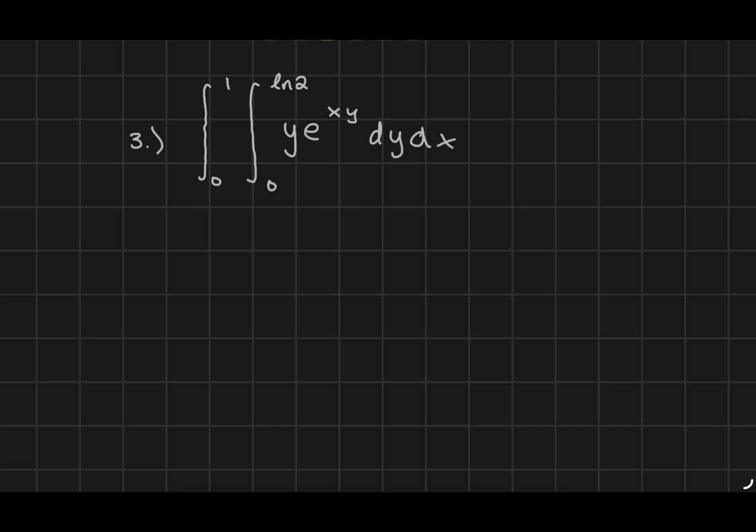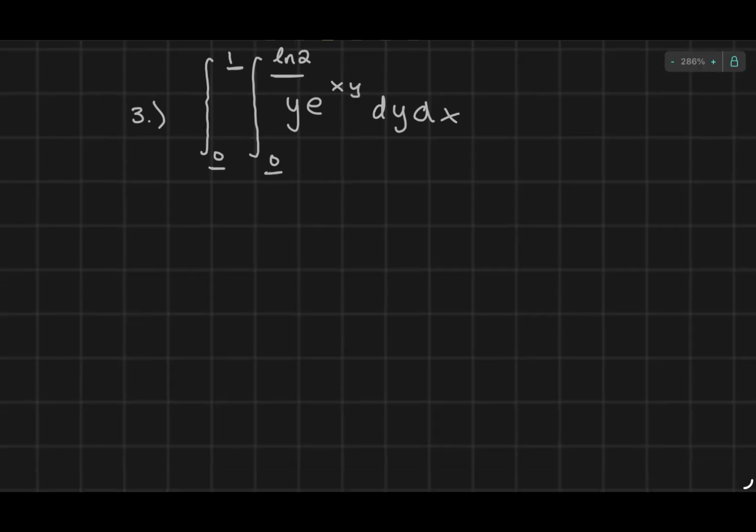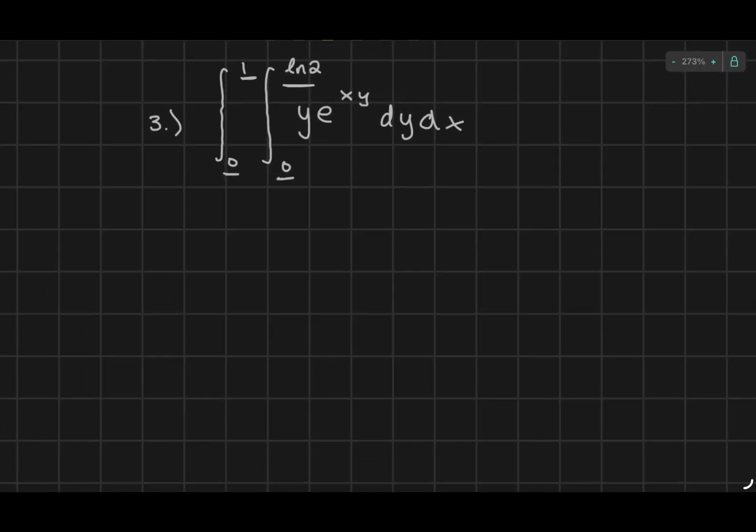Compared to, well, what if we just switch the order? These are 4 constants in our boundaries. 0 is a constant, 1 is a constant, 0 is a constant, natural log of 2 is a constant. Even though it looks fancy, it's still a constant. Natural log of 2 is going to give us a value. Well, what can we do here? We can just switch the order, which is pretty neat.